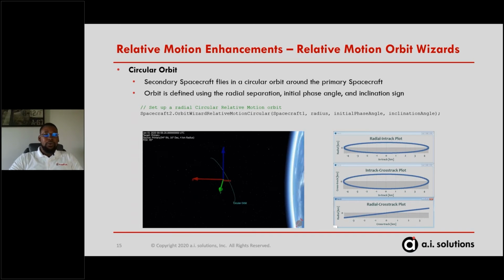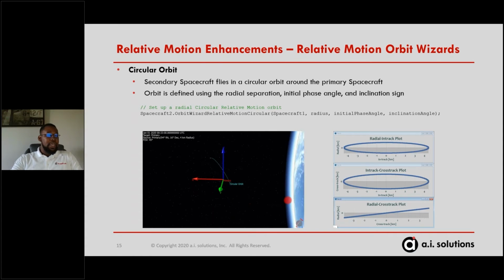So we're going to take a closer look at some of these orbit wizards and what they're doing. The first is our circular orbit wizard. In this case, our secondary spacecraft is going to fly in a circular orbit around the primary spacecraft, where the orbit is defined by a radial separation and some initial phase angle and inclination psi. The initial phase angle is basically your inclination in relation to your XY frame, and then the inclination angle will determine if you are in a posigrade or retrograde orbit around your primary spacecraft.